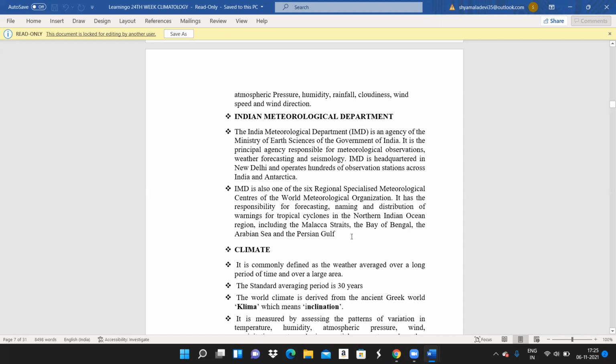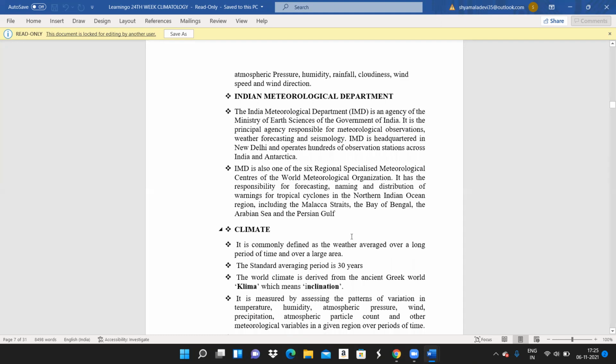Am I clear till here? Weather is a temporary one, which is recorded for 24 hours for a local region. Am I clear with that?